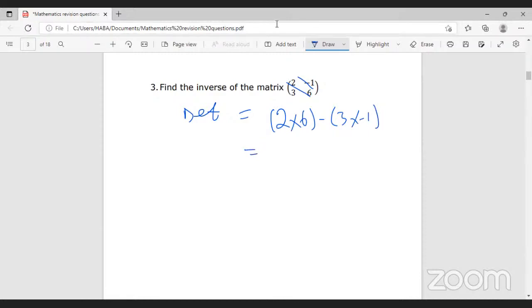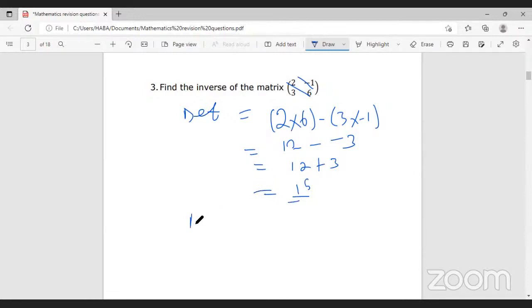So what is 2 times 6? Two times 6. So this would be 12. Then minus 3 times negative 1 is negative 3. And this changes to 12 plus 3, which gives us 15.